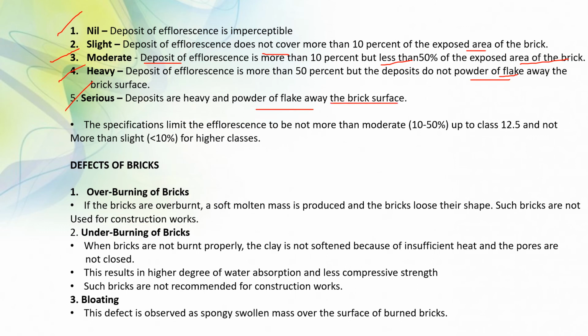Next, the specification limit for efflorescence is not more than moderate, 10 to 50%, up to class 12.5, and not more than slight, less than 10%, for higher classes. Defects of bricks. Number 1, overburnt bricks. If the bricks are overburnt, a soft molded mass is produced and the bricks lose their shape. Such bricks are not used for construction works.